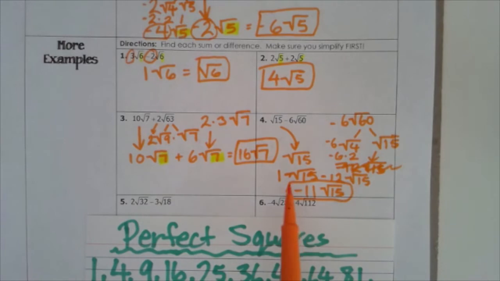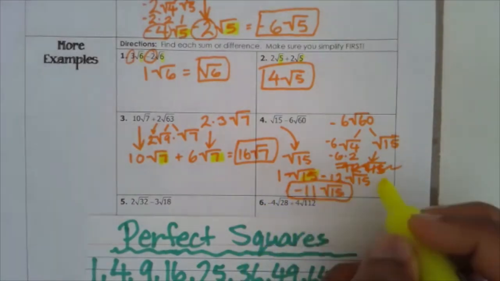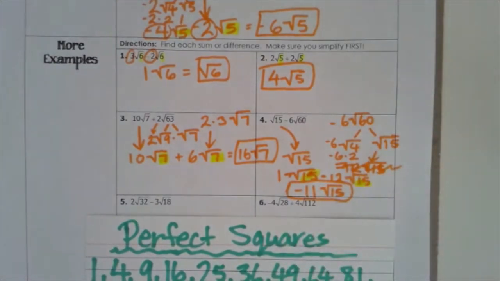And then all we had to do was actually subtract what was on the outside, that imaginary 1 minus 12, which gave me a negative 11, okay? Let me just highlight those numbers on the inside, because before you can add or subtract, you need to make sure that you have the same numbers on the inside of the radical sign.